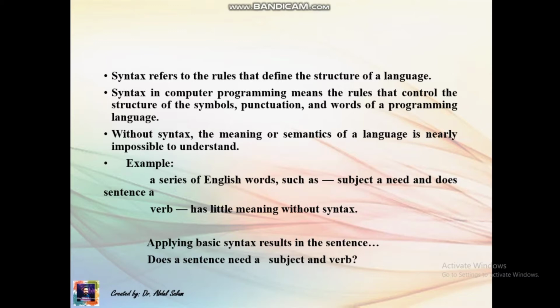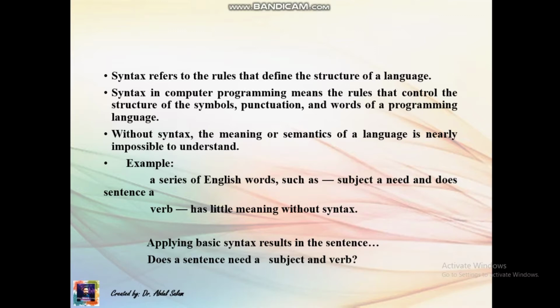For example, take a series of English words such as "subject, a, need, and, does". This is irregular; you can say it is a shuffled form of words that is not in proper syntax, so we cannot recognize what the sentence is saying or understand its meaning. So words have little meaning without syntax. Applying the basic syntax of the English language, we will then talk about the programming language.